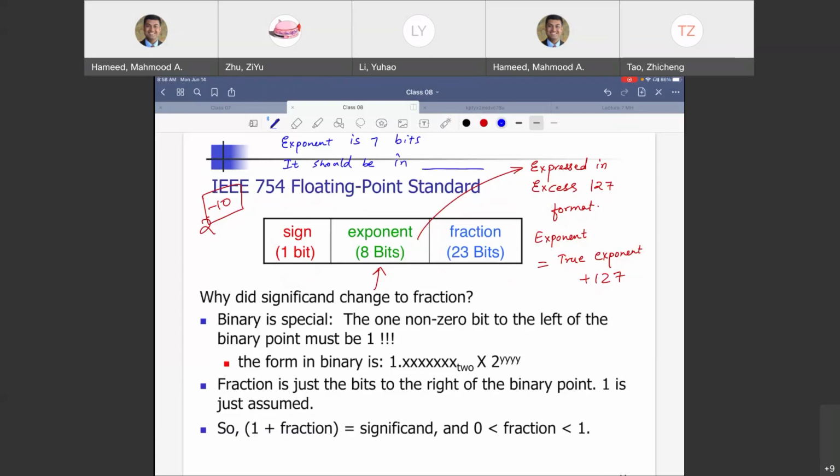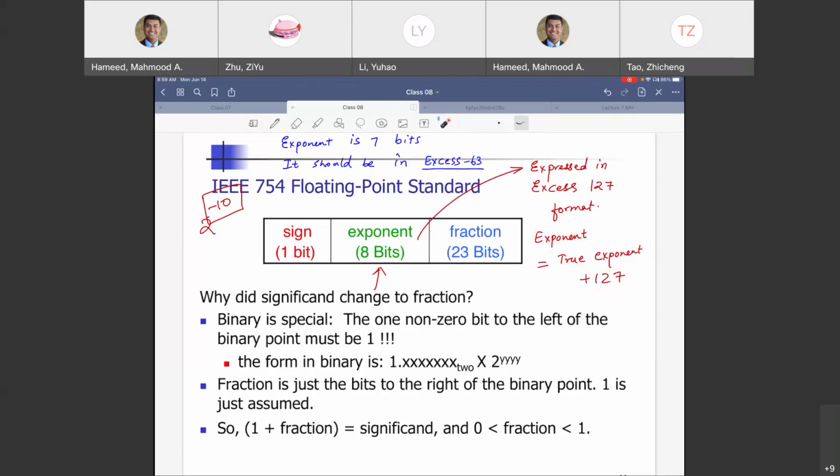If I had 8 bits, then it was in the excess 127 format. If it was 7 bits, it would be in excess 63 format, right? So that means, again, we'll do the same thing. Exponent equals exponent plus 63 for that case. Again, our goal is the same, right? Whatever it is, you have to push it to the positive side.